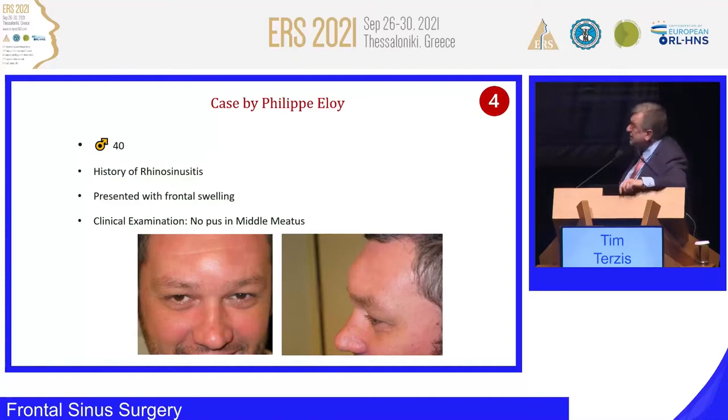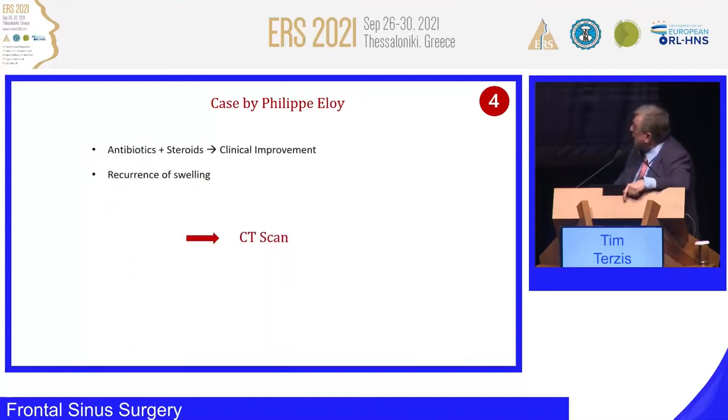Anyway, this is a case by Phillipe, Eloy, a 40-year-old with a history of rhinosinusitis, who presented with this frontal swelling, which is obvious on the pictures. Clinical examination showed no pus in the middle meatus. He responded well to antibiotics and steroids with some clinical improvement, but then the swelling recurred.